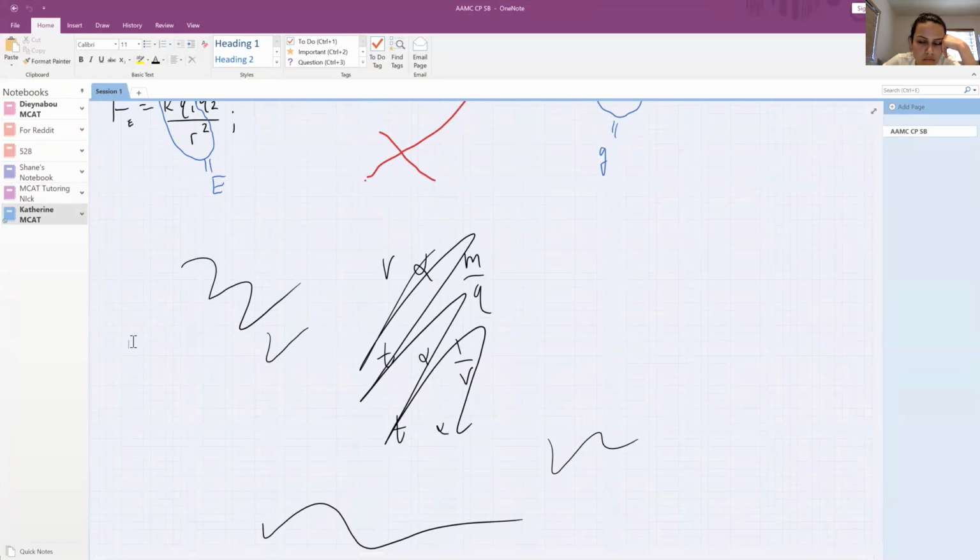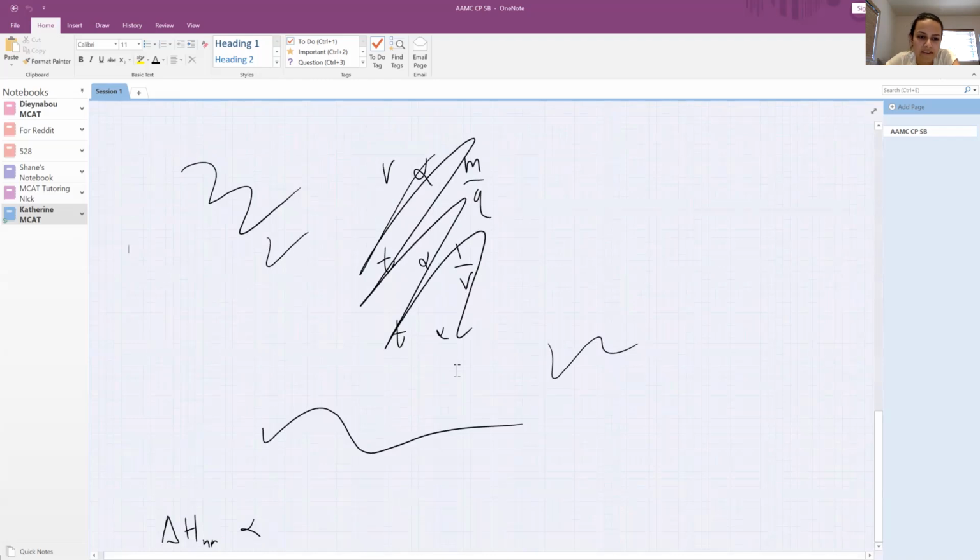All right, here we go. So I'll write delta H sub NR, and that's proportional to, basically... Okay, delta H sub NR, I'll say is proportional to, well, I'll hold off on that for a sec.